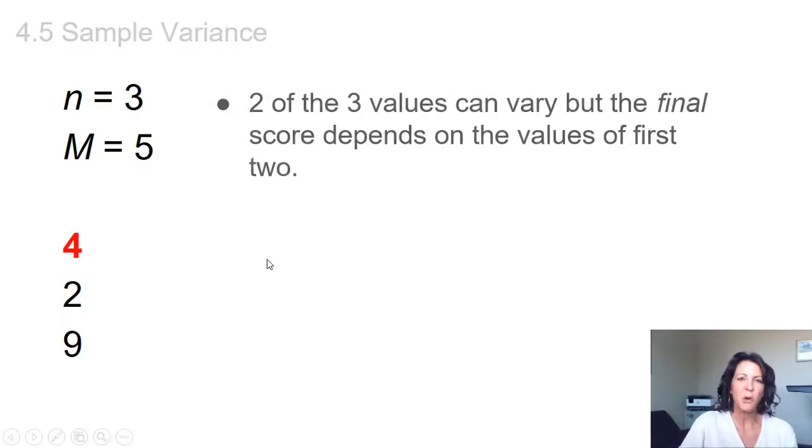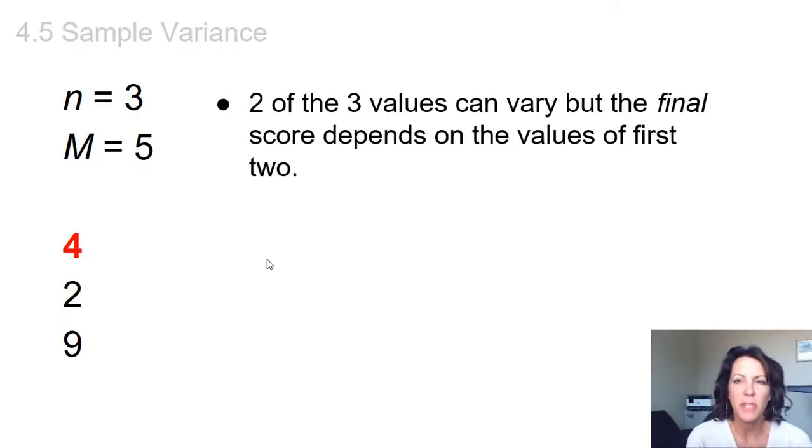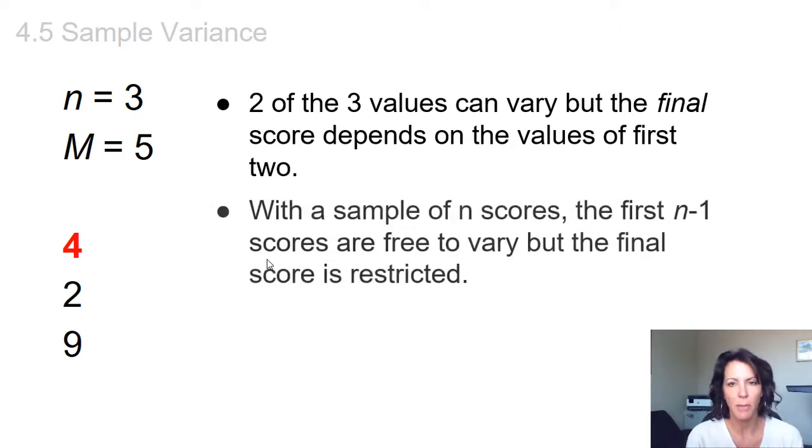So let's take a look again. Two of the 3 values in this example can vary, but the final score depends on the values of the first two. So like I said, I could have 9 and 2, I could have 6 and 5, I could have all sorts of configurations. But once I know those two numbers, the last number has to be a certain number. So with a sample of however many scores, the first n-1 scores are free to vary, but the final score is restricted.